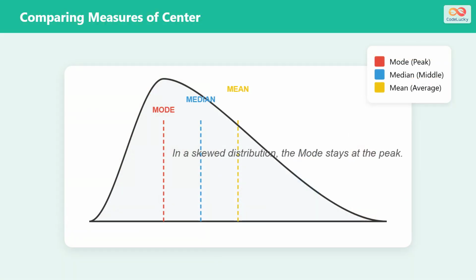Finally, let's compare the mode with the mean and median. In a perfectly symmetrical curve, they are all in the same spot. But in a skewed distribution, like the one shown here, they separate. The mode always stays at the peak, the highest point. The median is the middle value, and the mean gets pulled further out towards the long tail.